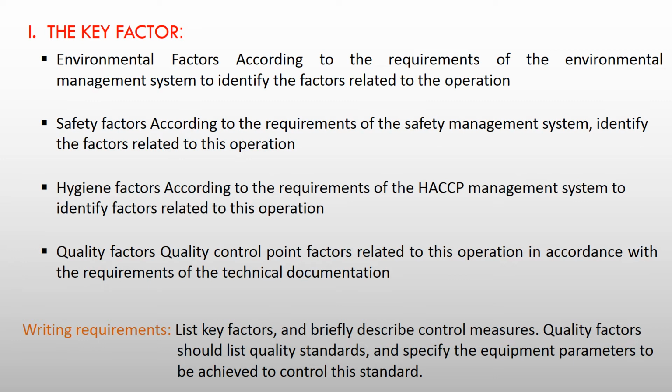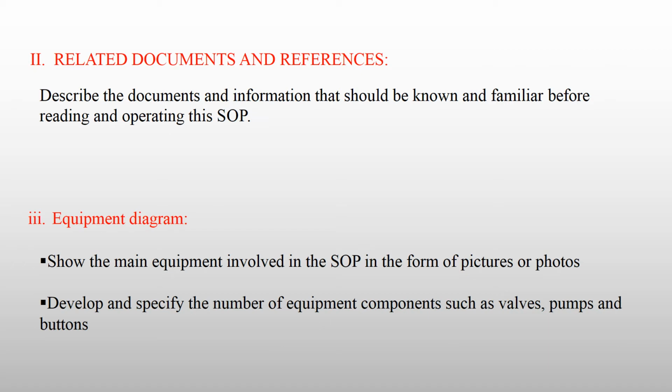And in the quality factor, we need to relate the quality control point factor with the operation in accordance with the requirement of the technical documentation. In the writing requirement, we need to list all the key factors, then briefly describe each control measure. In this, we need to mention all quality standards and then specify the equipment parameters to be achieved to control these standards. Then related documents: in that we need to mention the documents and their related information that should be known and familiar before reading and operating that procedure.